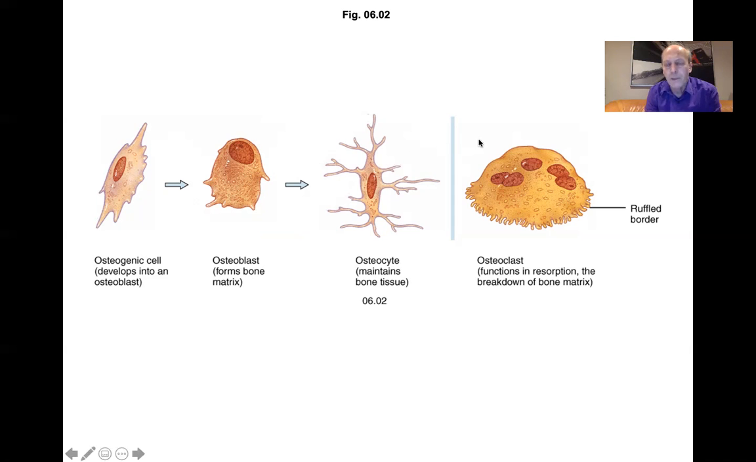On the right side of the screen, you have a cell which is also known with a prefix of osteo, but the suffix of clast. These are not cells of bone tissue. They are actually cells that are derived from the class of white blood cells. They are osteoclasts, and their function is to remove old bone, especially bone in which no more living osteocytes are to be found.